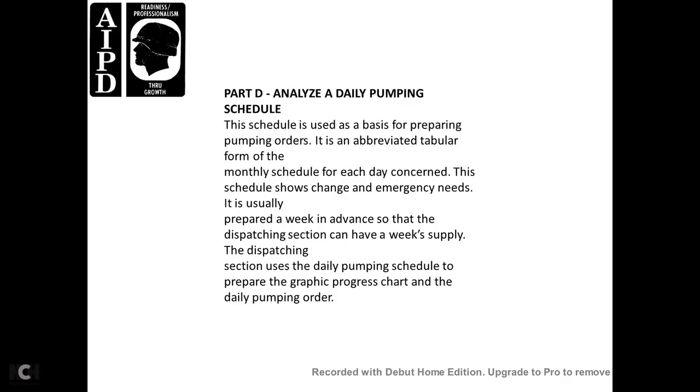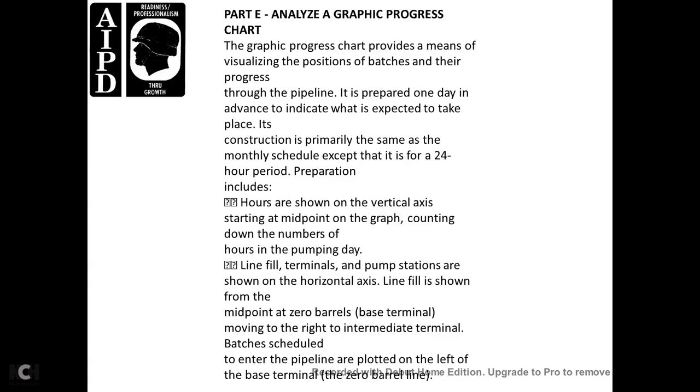Part D, analyze the daily pumping schedule. The schedule is used to prepare the pumping intervals in abbreviated tabular form from the monthly schedule. Each day shows any change or emergency need. It is usually prepared a week in advance so that the dispatching section can have a week's supply. The dispatching section uses the daily pumping schedule in preparing the graphic progress chart of the daily pumping order.